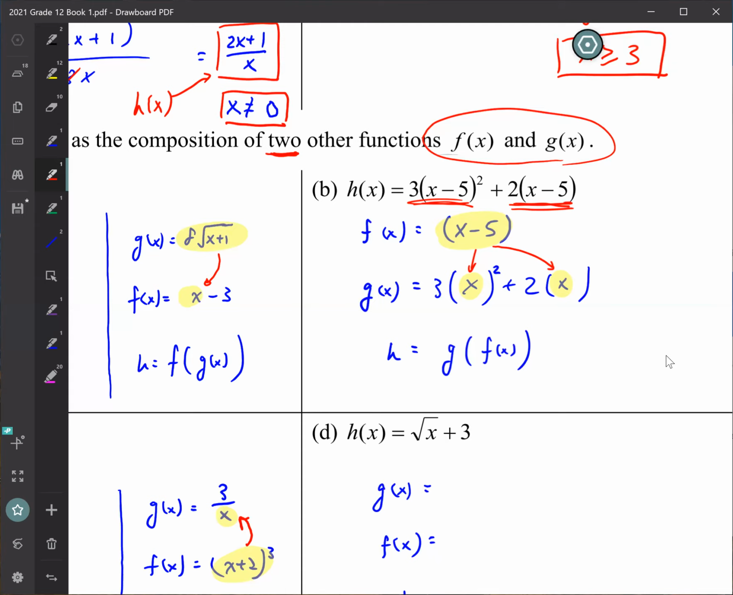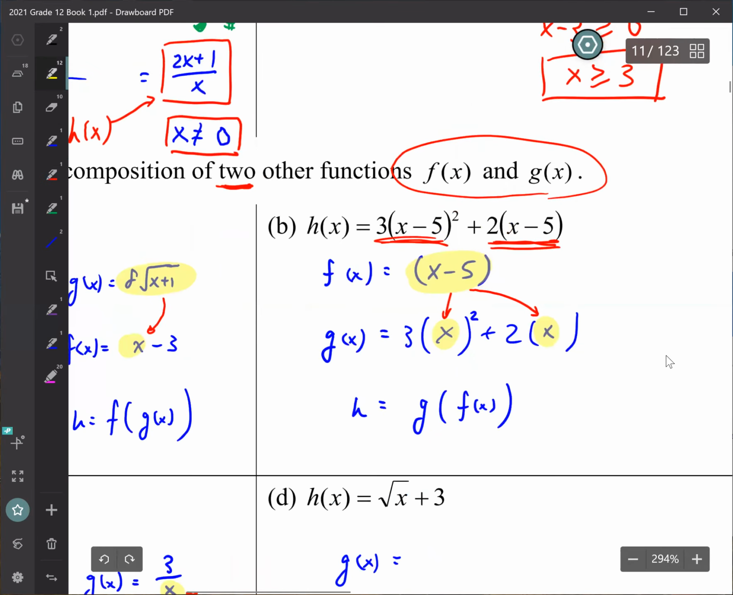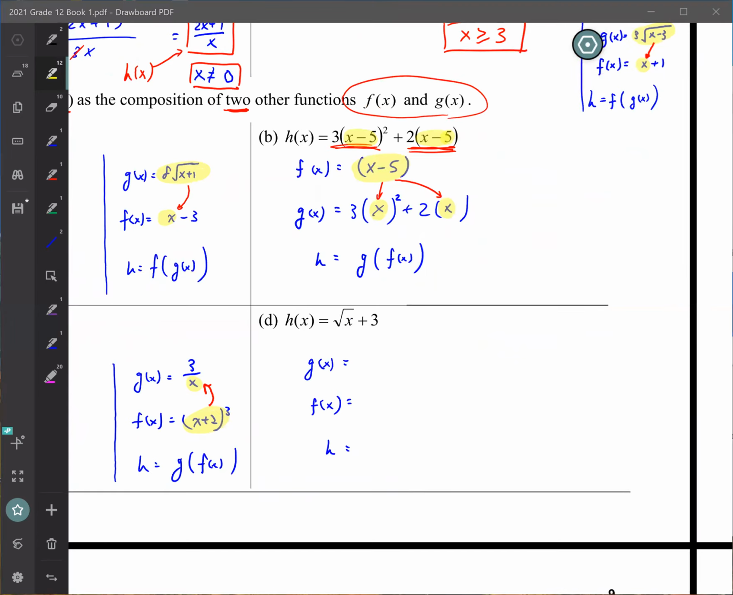So sometimes a little twist, or move things around to see if it works. Another way is once you decide which part is the inside, you look at the question. Oh, at the back. So those parts are going to change to x. That's why it's 3x squared plus 2x.